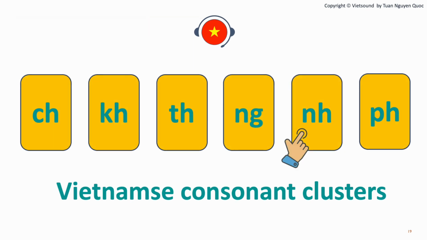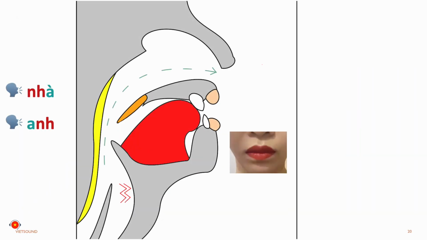The ñ sound. The ñ sound can occur at the beginning of the word, like in the word nhà, or at the end of the word, like anh.